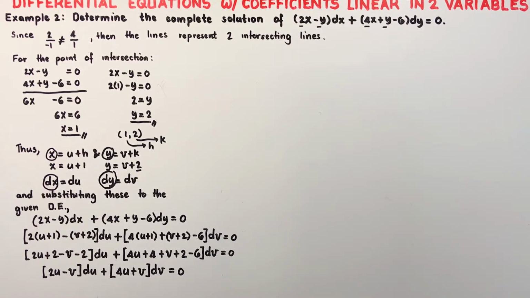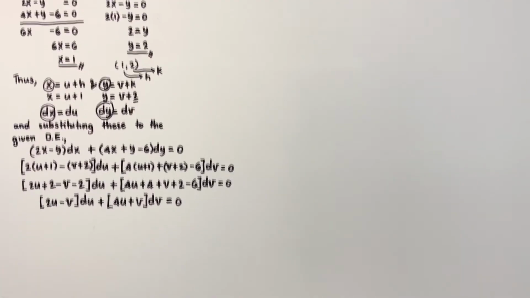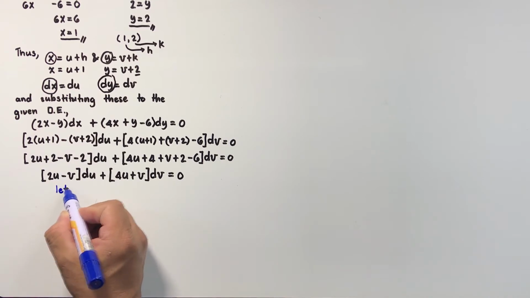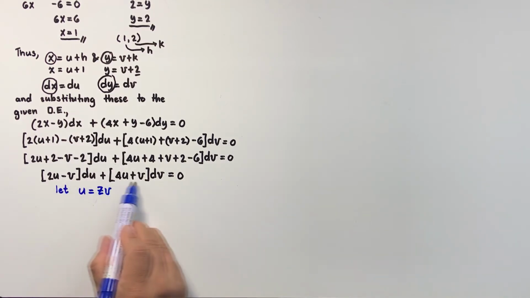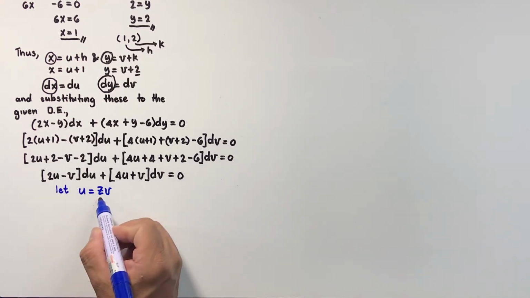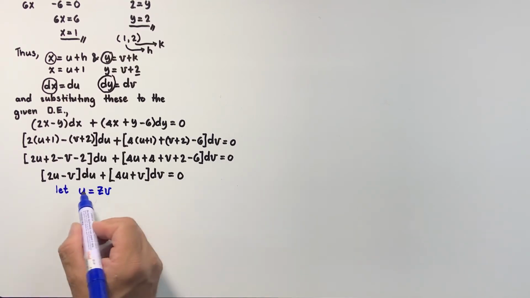However, we observe that this is a homogeneous differential equation, and the solution for this homogeneous differential equation can be solved by the method we have learned from our previous video, which is about solving a homogeneous differential equation. And since we notice that this coefficient of du is slightly simpler than the coefficient of dv, then we use our substitution u equal to zv, because our differential equation is in terms now of the variables u and v. So we will introduce here a new variable z to be multiplied to v as our u here.